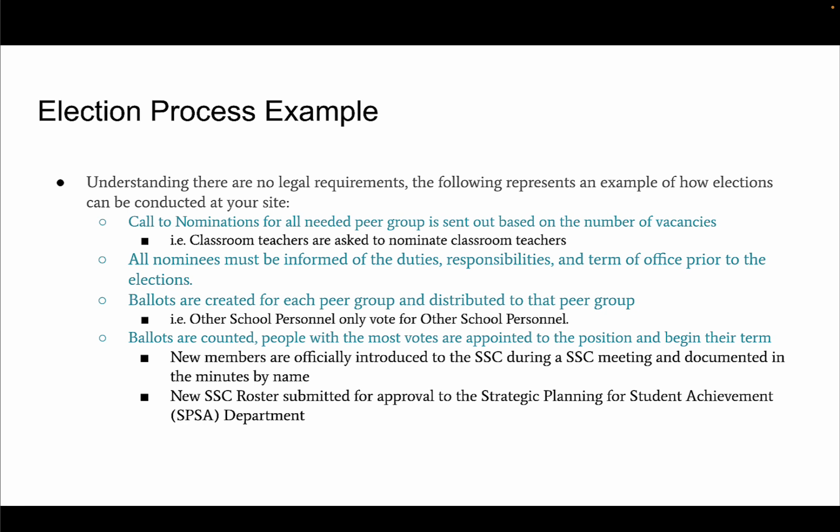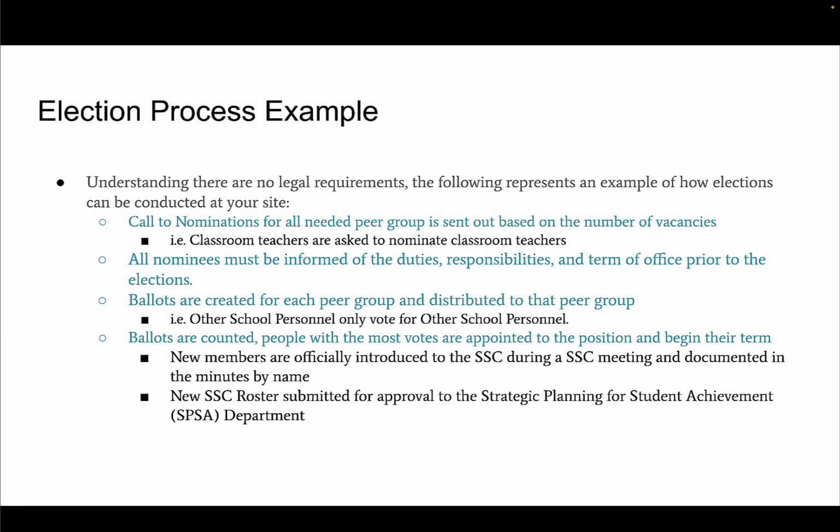So here's an example of an election process that could be used. Understand there's no legal requirements to follow, but this example represents how it could be done at your site. So for instance, we would start with a call for nominations for all needed peer groups. It's sent out based on the number of vacancies. So if you look at your roster and you know this year we need, let's say, one classroom teacher, one other school staff, and one parent/community member/student if you're a secondary, you'd send 3 different nominations to those 3 different groups.